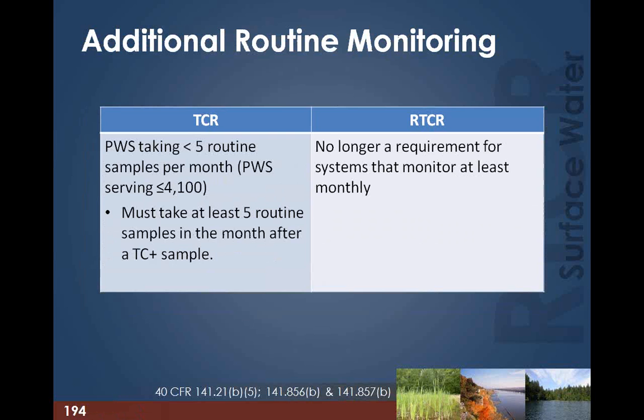In terms of additional routine monitoring, under the RTCR, this requirement was eliminated for all systems that monitor at least monthly. Instead, these systems must take their routine number of samples the following month. So regardless of what happened in month 1, you must continue to take the same number of your routine samples in month 2.